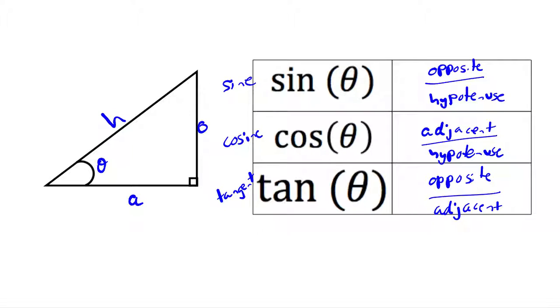And if you notice the first letters, S-O-H, C-A-H, T-O-A, this is a way that a lot of people will use to memorize. So they'll say SOHCAHTOA. By saying SOHCAHTOA, they'll memorize sine is opposite over hypotenuse, cosine is adjacent over hypotenuse, and tangent is opposite over adjacent. So you can tell yourself SOHCAHTOA, and you'll be able to memorize all these fractions just a little bit better.